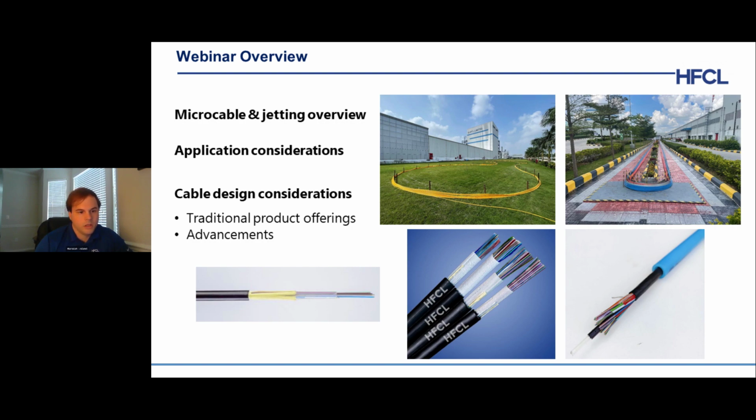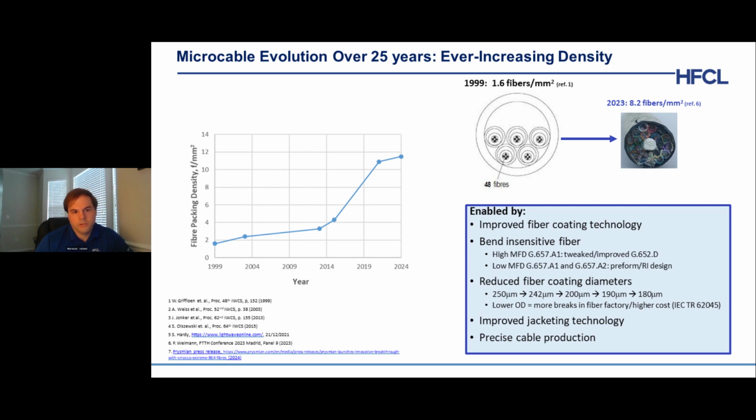that as well. So going on to the next slide, microcable evolution over the past 25 years. You can see here how everything has drastically changed since really around 1999, 2000, that time frame, going from 2 fibers per millimeter squared all the way up to well above 10 in some cases. And so how is this accomplished?